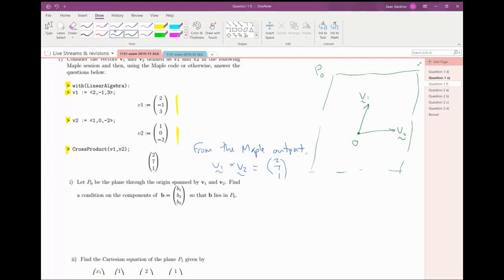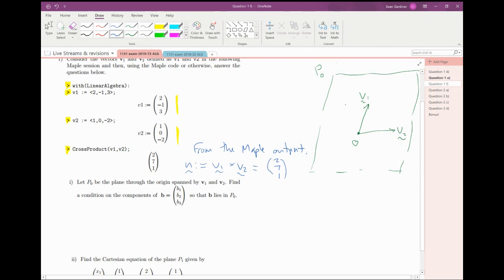What else do we have here? Well, we have from the Maple output v1 cross v2, and can someone tell me in the chat geometrically what this cross product v1 cross v2 should look like? Yeah, that's the magic word. So as everyone's pointed out, that's the normal. So I might even define the vector n to be the normal, the cross product of v1 and v2.